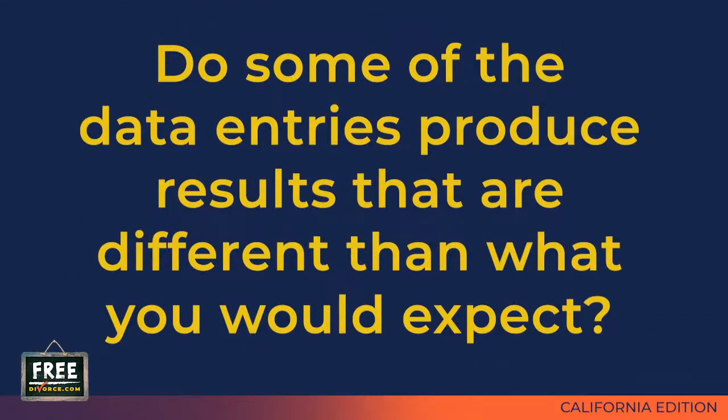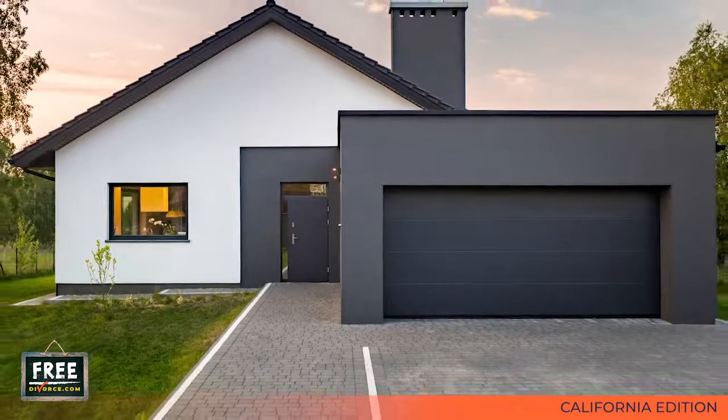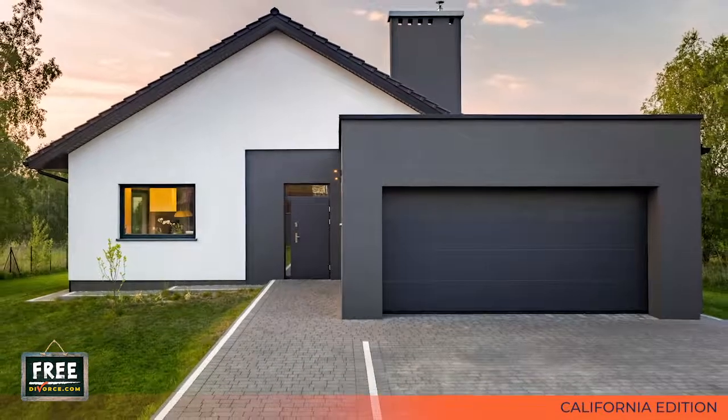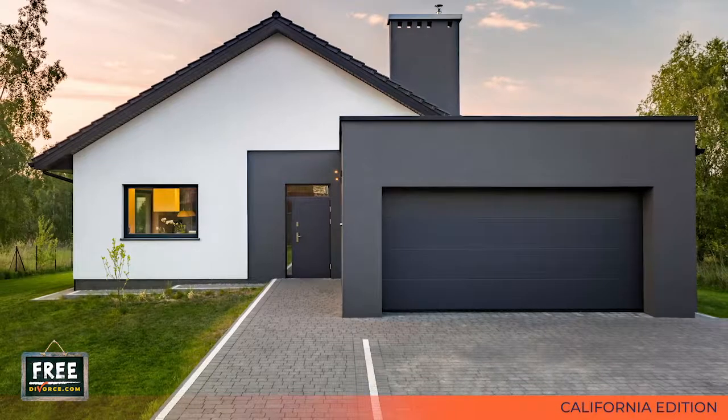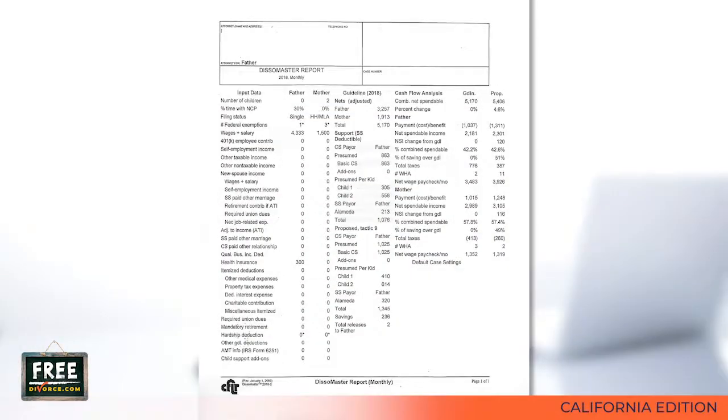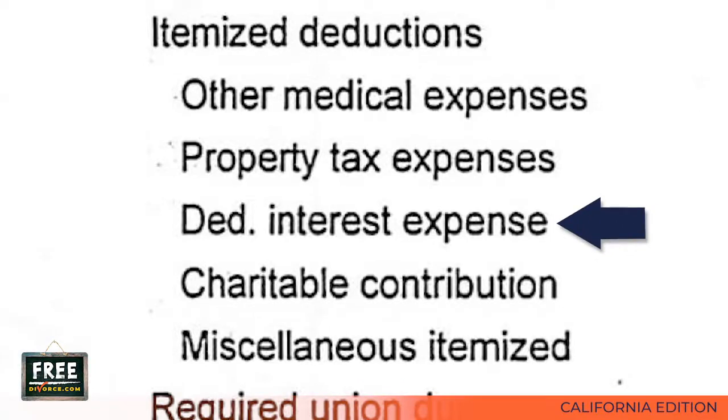Do some of the data entries produce results that are different than what you would expect? Yes. Some of the entries seem counterintuitive. For example, if the husband has a large mortgage payment every month, you would think he would get a break and pay less spousal support. However, the fact is that the big mortgage payment will cause him to pay a higher amount of spousal support. The support program sees the interest portion of the mortgage payment as a tax deduction and concludes that the husband has more after-tax income and therefore can afford to pay a higher amount of support.